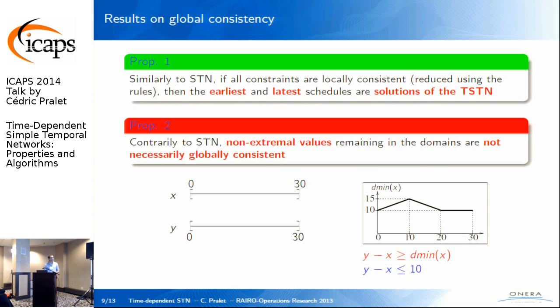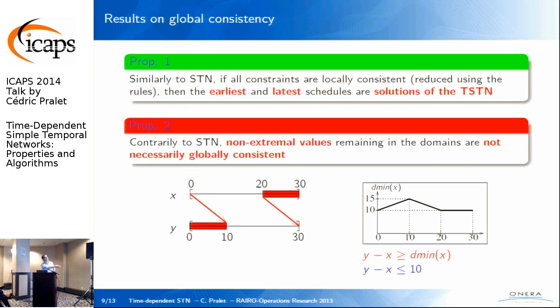The bad news is that, contrarily to STN, non-extremal values, that is values in the middle of the domains of time points, are not necessarily globally consistent. This means that they cannot necessarily be extended to a solution. Here is an example. This is a time-dependent STN with two temporal constraints. Here, the minimum distance function depends only on x, and we suppose that it has this shape. It can be shown that if we propagate the temporal constraints for this TSTN, we will prune the domain of x and the domain of y, and we will end up with this state.